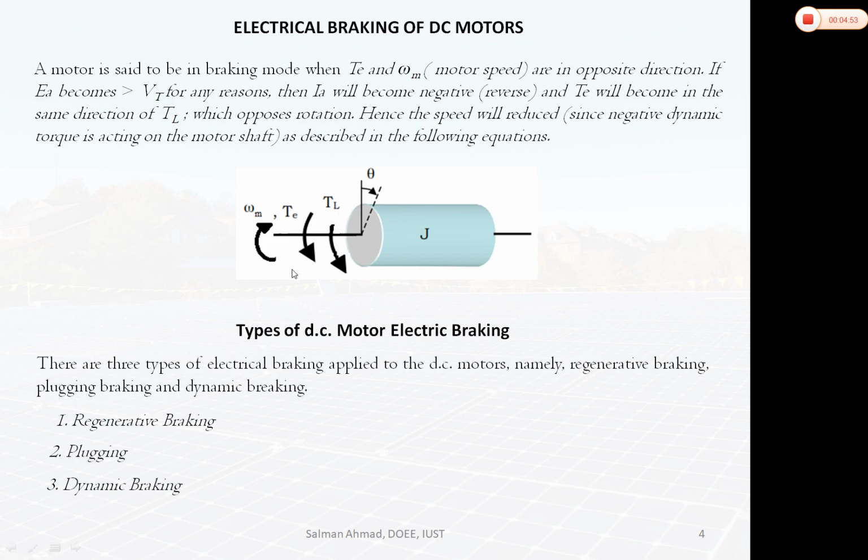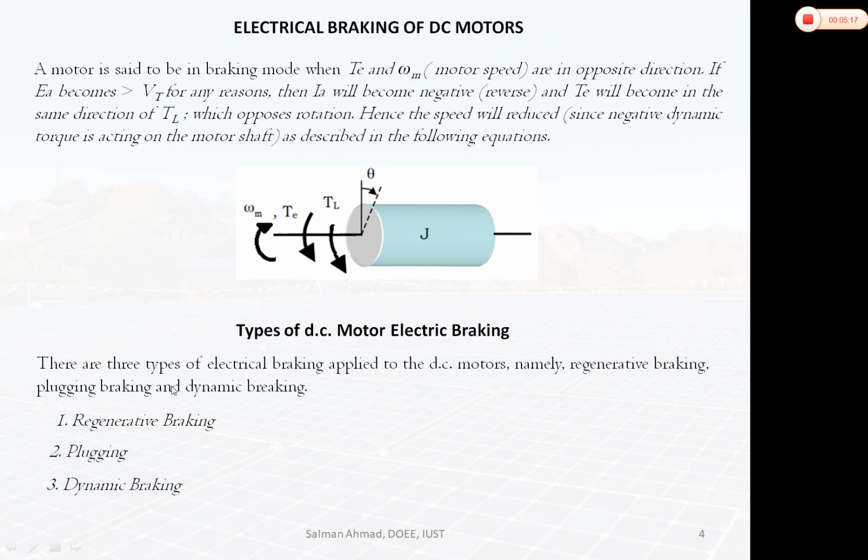Okay. So there are three types of braking. So you can see here, whenever speed and torque are in opposite directions, there will be braking operation. There are three types of braking in DC motors. One is regenerative braking, second is plugging, and third is dynamic braking. These three types of braking are employed in DC motor drives.